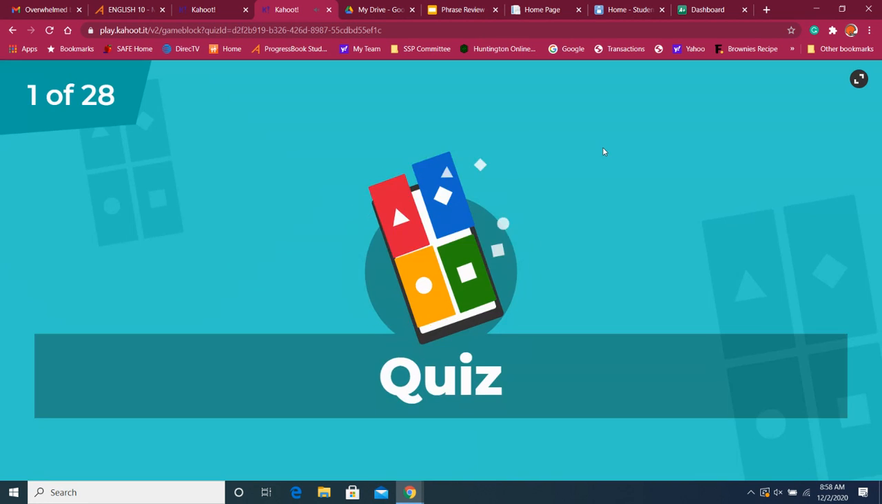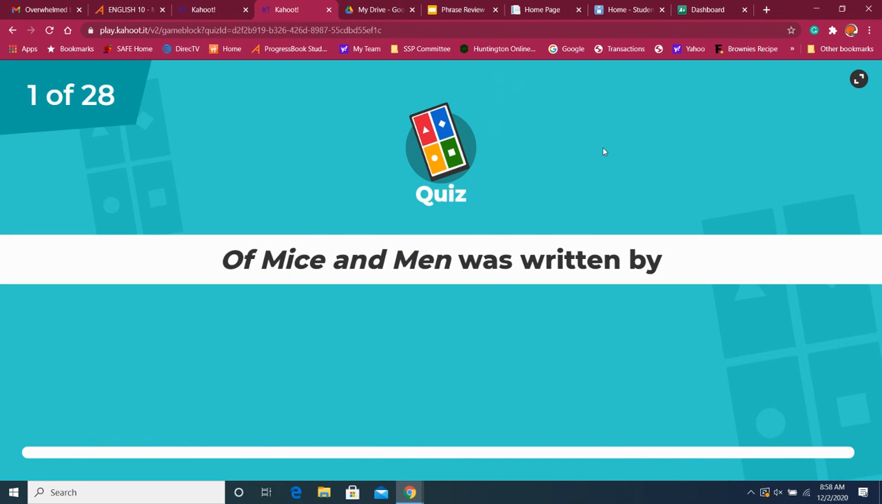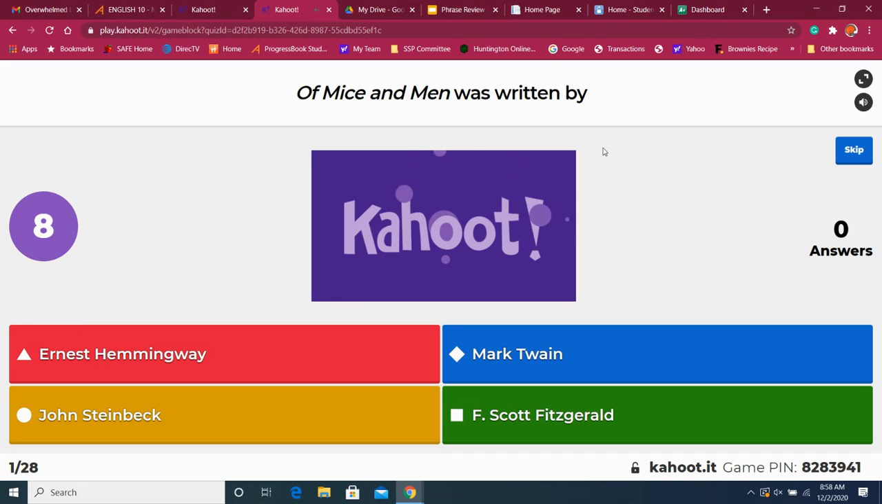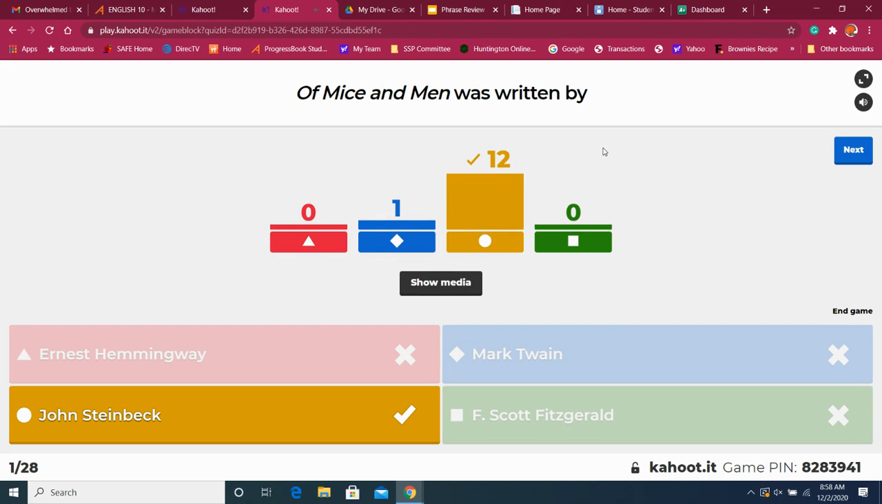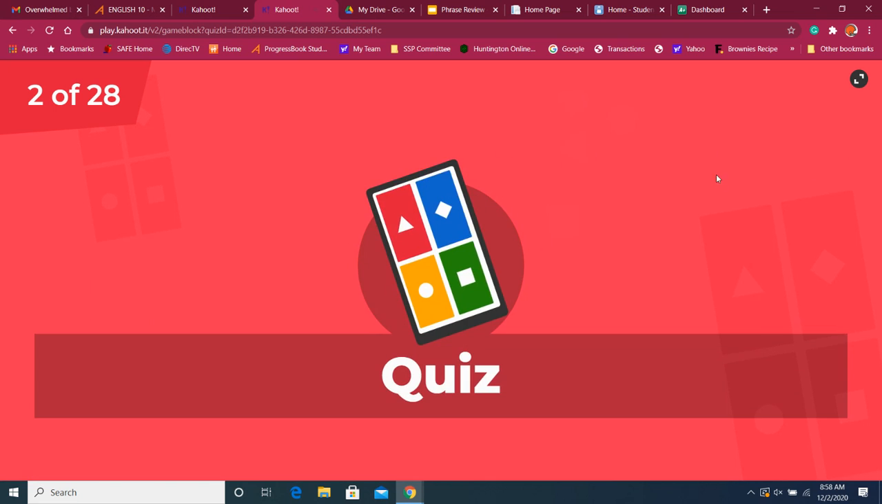All right. 3, 2, 1. Here we go. Of Mice and Men was written by Hemingway, Twain, Steinbeck, or Fitzgerald. John Steinbeck. Hey, not too shabby there. Kess with the lead, but it's still very early.